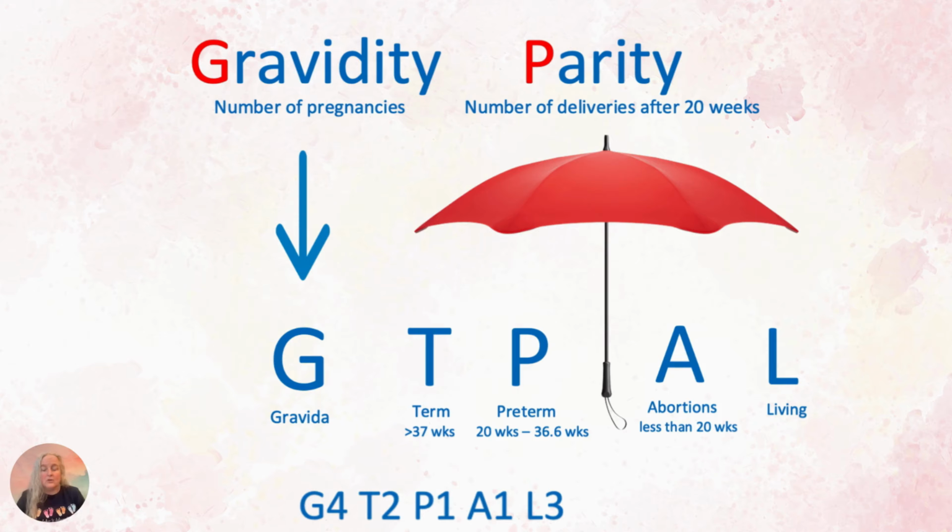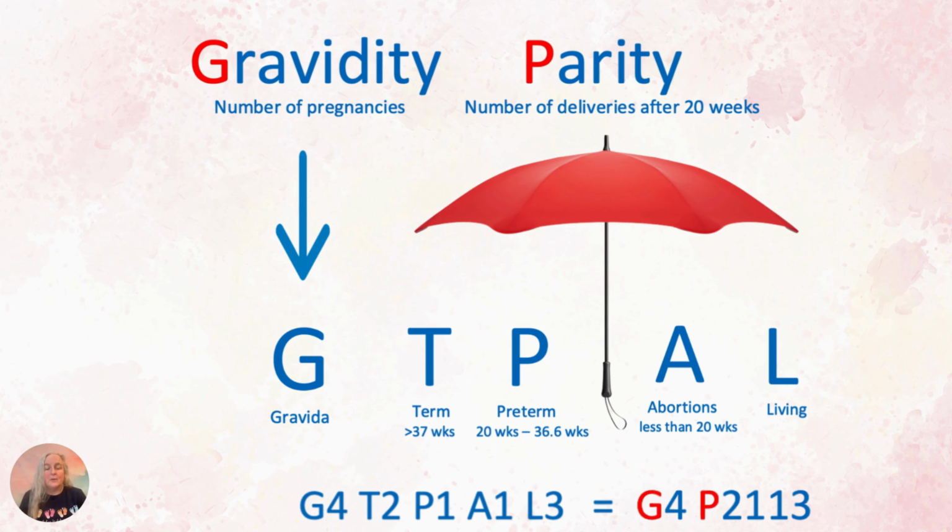Sometimes in prenatal records, you'll also see it written like this. If you see it written this way, the G is still gravida or number of pregnancies, but this P does not mean preterm. This P means parity. So this is the same information again: G4, 4 pregnancies, P or para 2113 is 2 term, 1 preterm, 1 abortion, and 3 living.